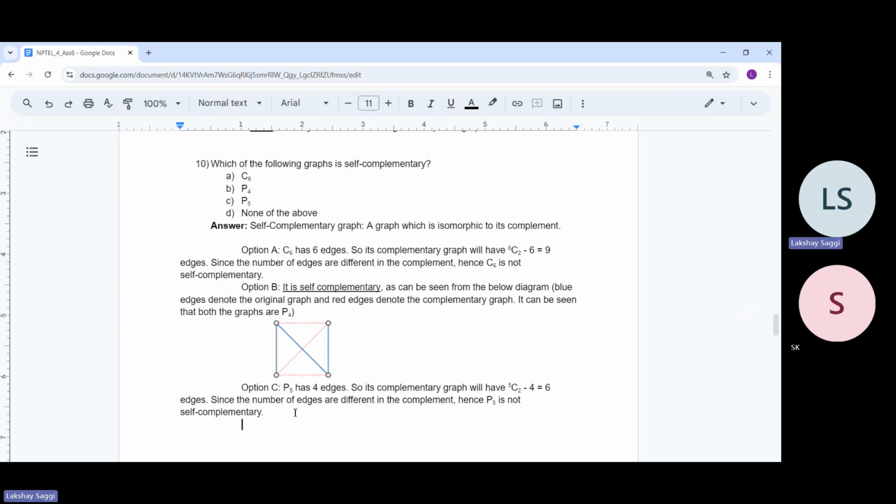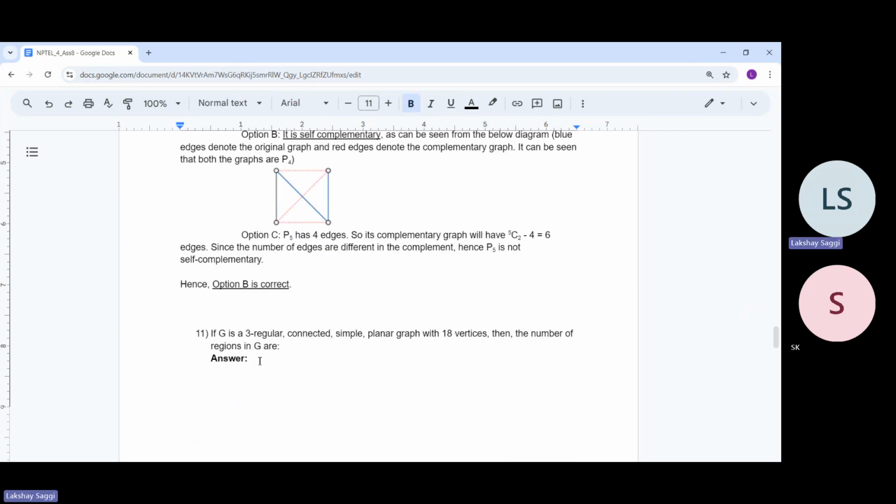And option D is none of the above. So we already had option B, so none of the above does not apply. So hence option B is correct. Only option B is self-complementary. Right.